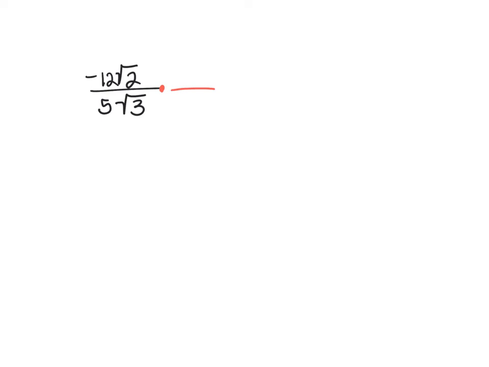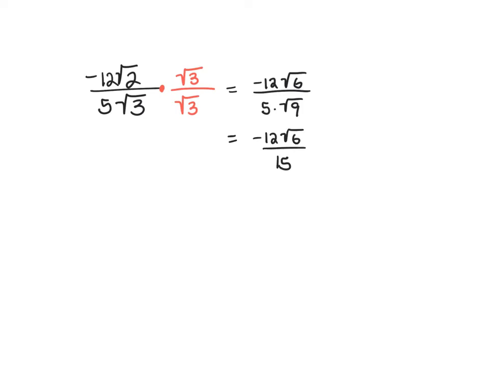And the only thing I'm allowed to multiply by is a 1. I can add a 0, I can multiply by a 1. The one that I want to choose to multiply by is the square root of 3 over the square root of 3. Why do I want to do that? Well, now my denominator is 5 times the square root of 9, and I can take the square root of 9. My numerator is negative 12 times the square root of 6. Can't take the square root of 6. This becomes negative 12 square root of 6 all over 15, because I'm going to take the square root of 9, which is 3, multiply it with 5 and get 15.